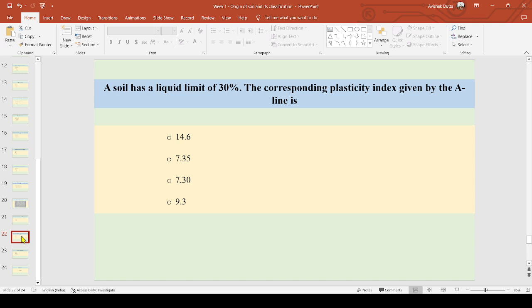A soil has a liquid limit of 30%. The corresponding plasticity index given by the A line is: the options are 14.6, 7.35, 7.30 or 9.3. The next question, this is the last question.